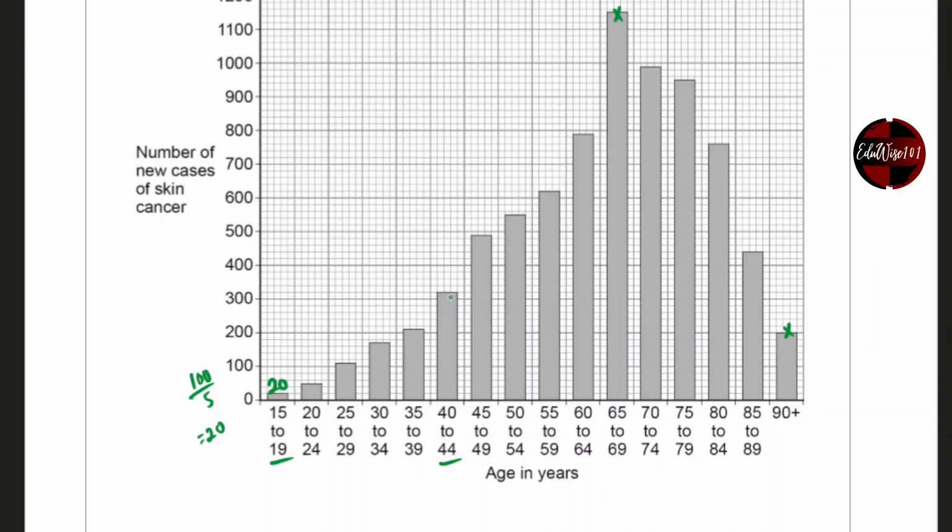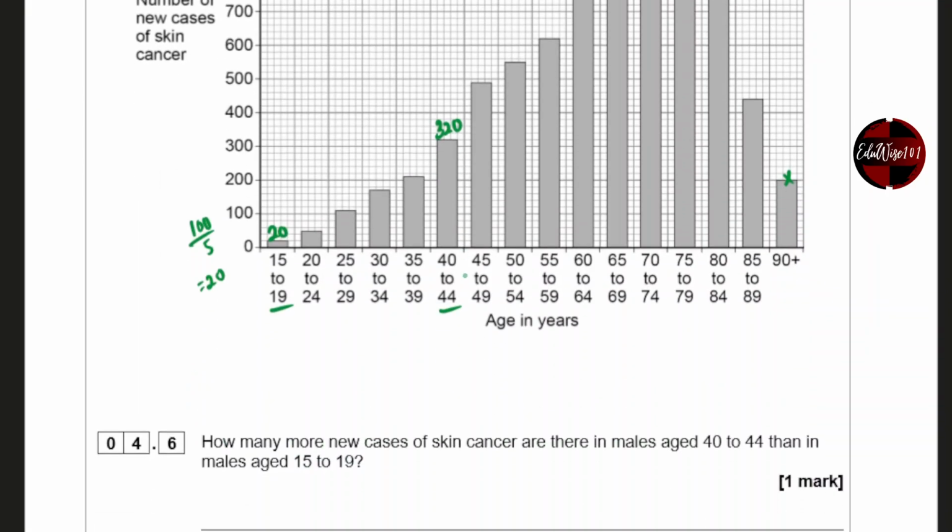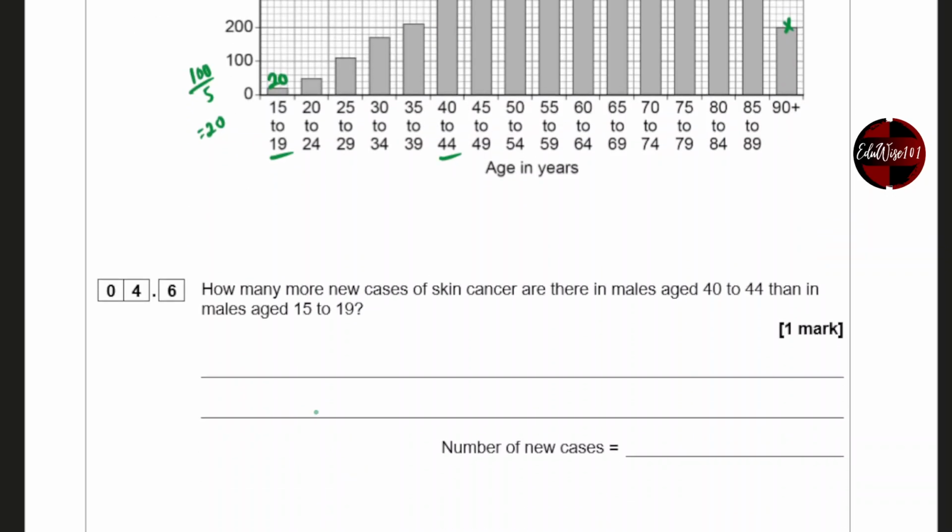that's 1 box up from 300. So I would say that's 320. So it's gone from 20 to 320. So the answer is 320 minus 20, which gives us 300 new cases.